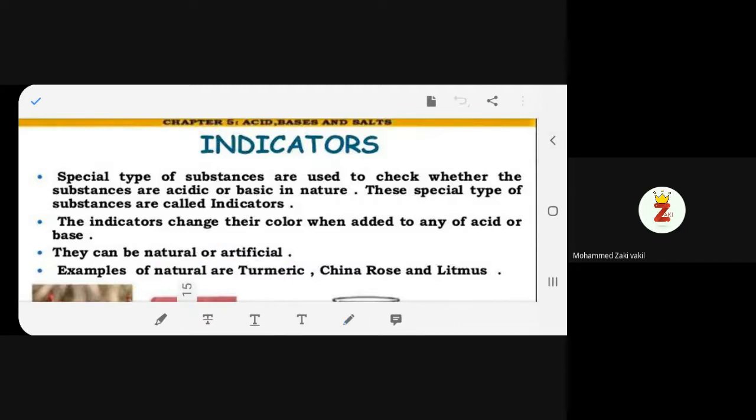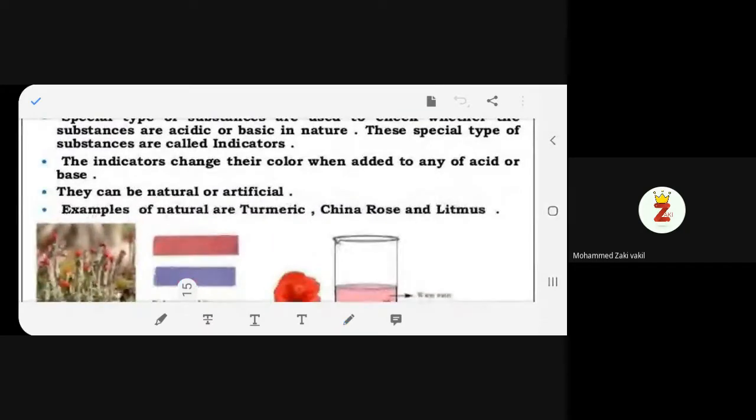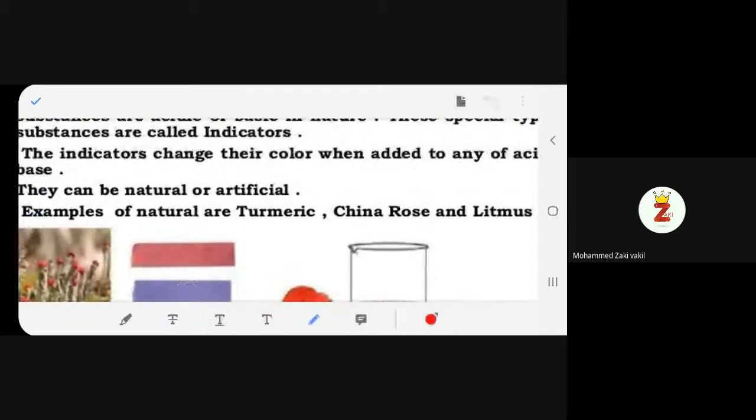Let's talk about natural indicators. One is turmeric. What is turmeric, beta? Haldi. We call it haldi. Then we have China rose. What is China rose, beta? Flower. Gudhal. We call it Gudhal.